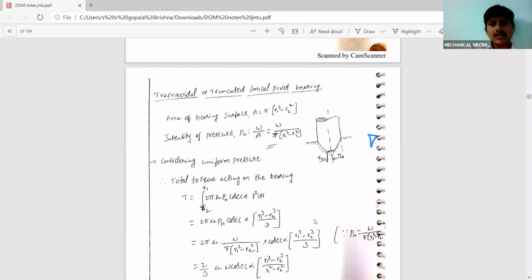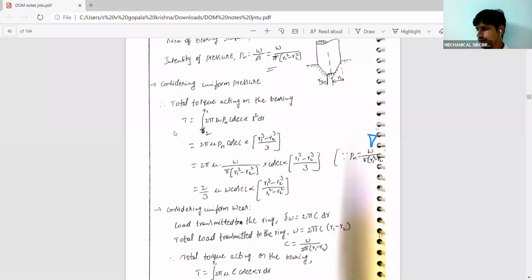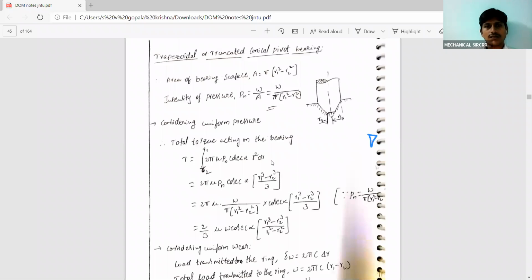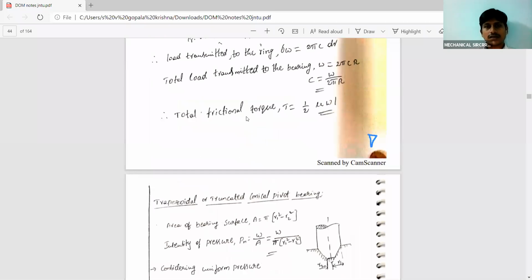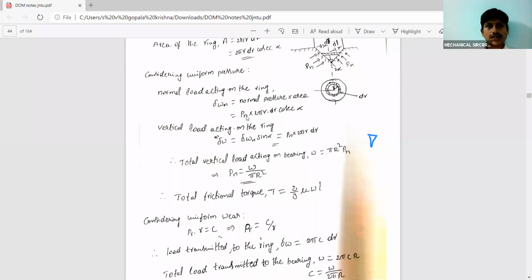So coming to the next one, it is also similar to this one. All of you observe that. Nothing will be new here, only small changes are there. Truncated pivot bearings are the third type. So all of you observe what the types are.